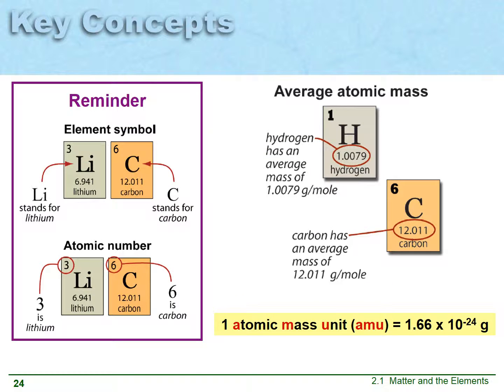There's another number listed for each element on the periodic table. This number is not a whole number, and it's called the average atomic mass. This number has units of grams per mole and is based on the AMU, or atomic mass unit. The AMU is equal to the mass of 1 proton.